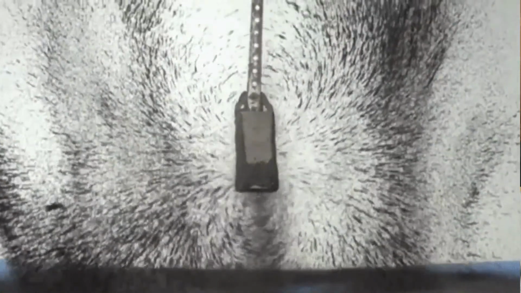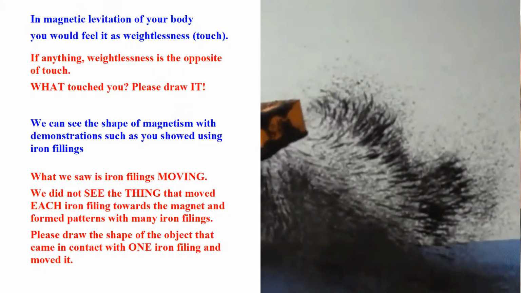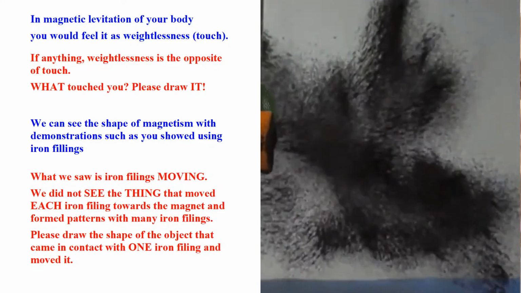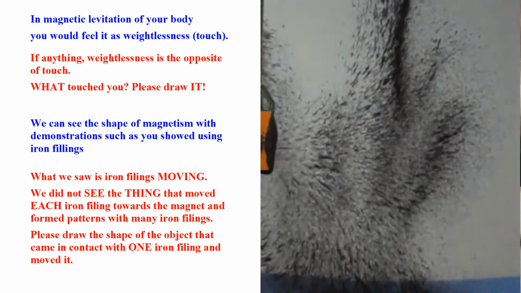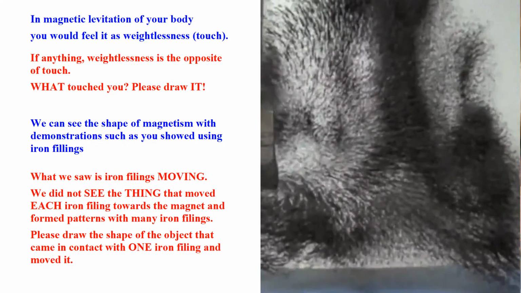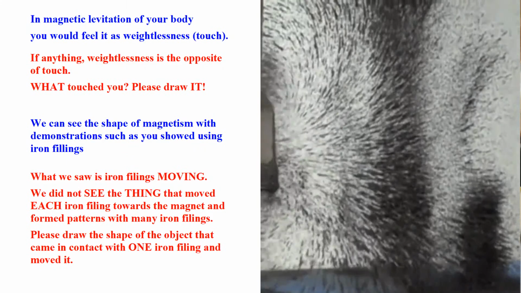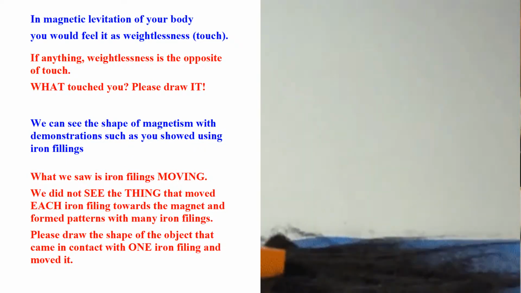What if it's invisible? Well, yeah, it is invisible and intangible, but this fellow says that this shows what, see, here's his comment. He says, we can see the shape of magnetism with demonstrations such as this. No, don't tell me about the shape of magnetism. Tell me what pulls or pushes on one iron filing. That's the answer that we need. He can't show you because it's invisible, I guess is what he's saying. Well, but I mean, he's got to show me what came in contact. What does he propose?